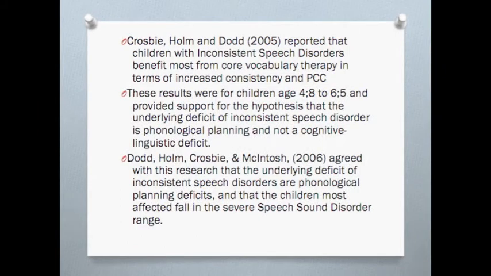Crosby, Holm, and Dodd reported that children with inconsistent speech disorders benefit most from core vocabulary therapy in terms of having increased consistency and percentage of consonants correct, while children with consistent speech disorders make the most change in percentage of consonants correct when error patterns are targeted. These results were for children ages 4 years, 8 months to 6 years, 5 months, and provided support for the hypothesis that the underlying deficit of inconsistent speech disorders is phonological planning and not a cognitive linguistic deficit.